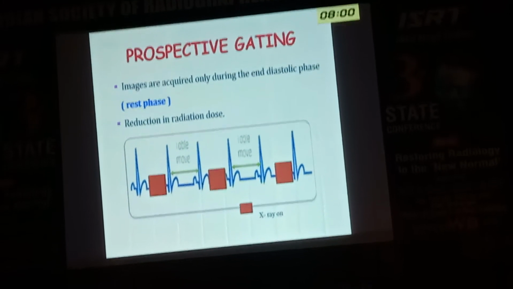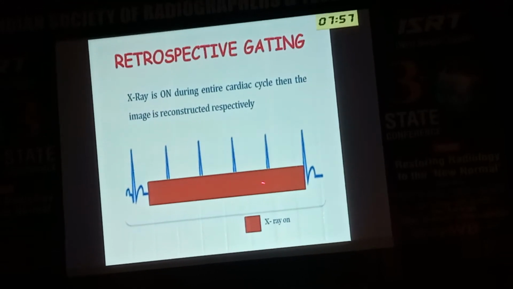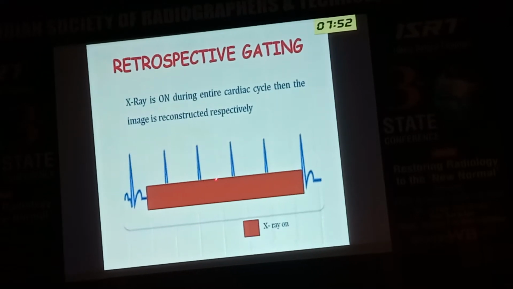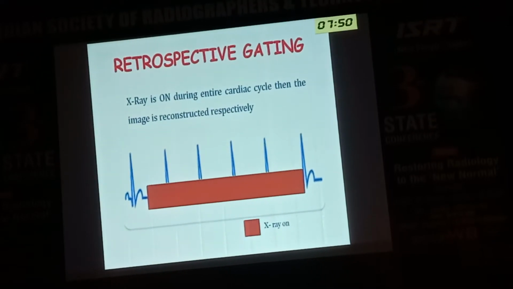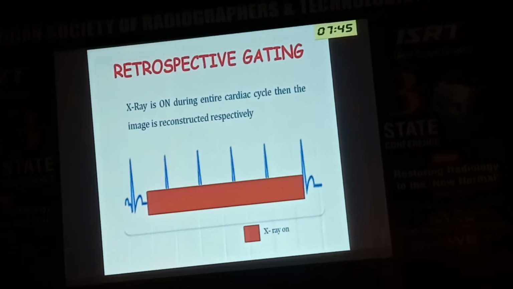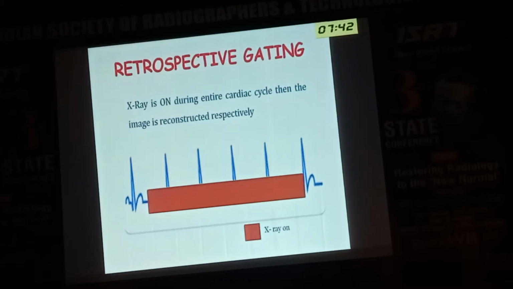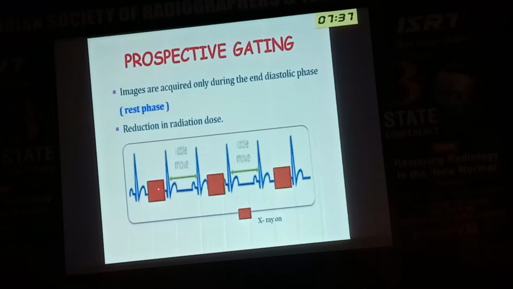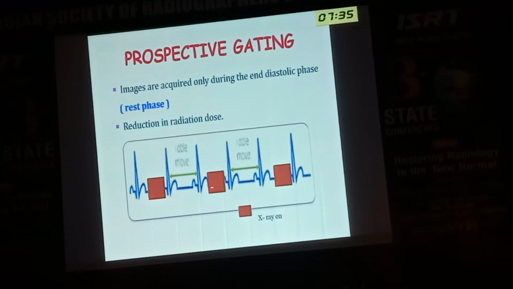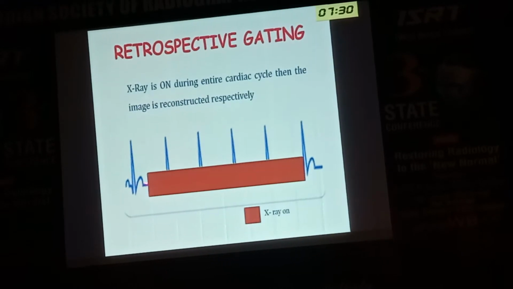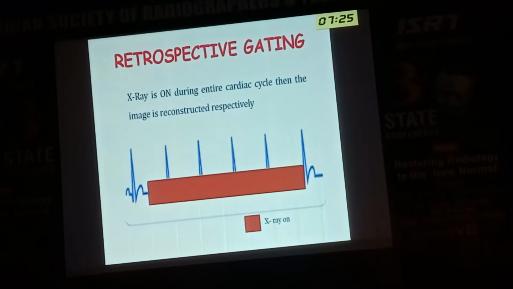What is retrospective gating is, continuously X-ray will be on. I will be post-processing only the rest phase here, rest phase here, rest phase here. So only the rest phase I will post-process and take the data. But what is the difference here is, in retrospective, the radiation dose will be higher when compared to prospective gating. In prospective gating, I am exposing only this portion, so the radiation dose will be one third approximately. But in retrospective, I will be exposing completely, and in post-processing I will capture the rest phase.